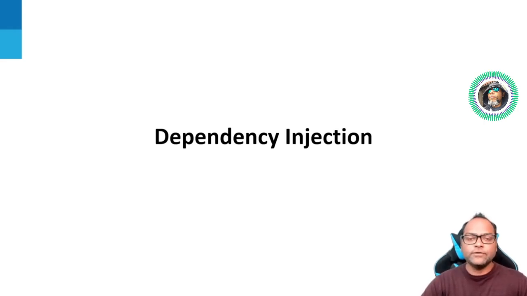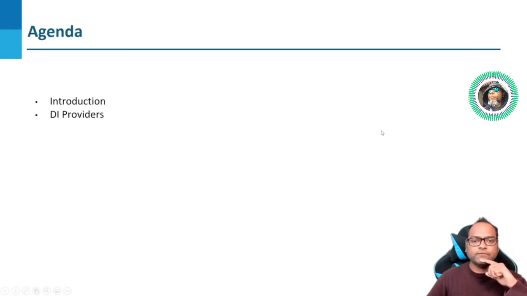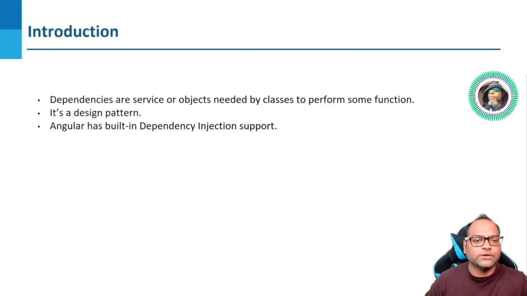In this video, we are going to talk about dependency injection. So we will talk about what is dependency injection, and we will see what is DI providers. So DI stands for dependency injection in short. So let's go ahead and talk about dependency injection. So dependency, in case you are coming from some other technologies, you may have already used it. For example, .NET and Java uses dependency injection a lot. But in case you are not aware, that's absolutely fine.